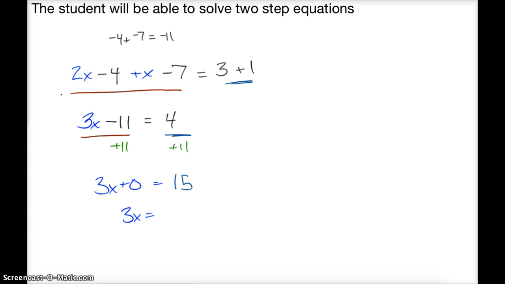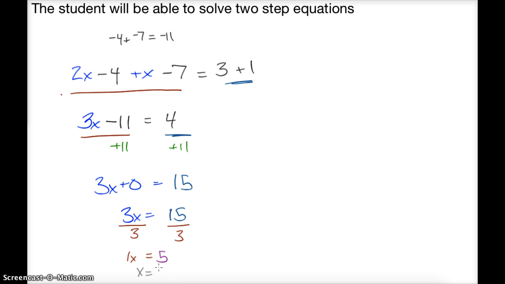So that was the first step after we simplified. Now I need to get x by itself. This is 3 times x, and that's equal to 15. To get x by itself, I'm going to have to do the opposite of multiplying by 3. I'm going to have to divide by 3. So 3x divided by 3 and 15 divided by 3. 3 divided by 3 gives me 1, so this is 1x, is equal to 15 divided by 3, which gives me 5. I can just write this as x equals 5.